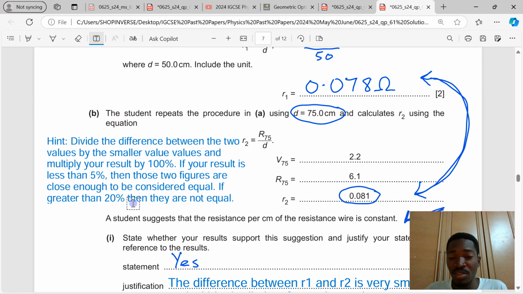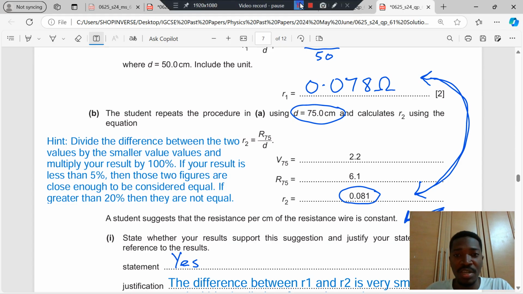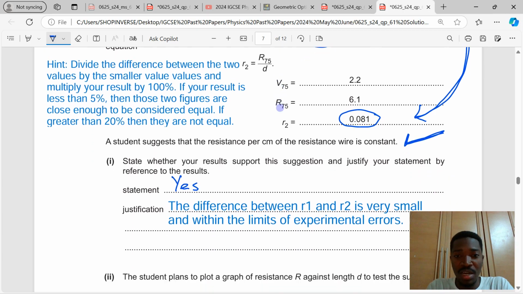But if your result is greater than 20%, then those two numbers cannot be considered equal within the limits of experimental error. If you get any value within 5 to 20, then it is left to your own justification. Some consider values less than 10 to be equal within the limits of experimental error, and values higher than 10 to be outside the limits. But as for 5%, everybody considers it equal, and anything beyond 20 is outside. Anything within the range is subject to your own judgment, as long as your explanation rhymes with what you get.